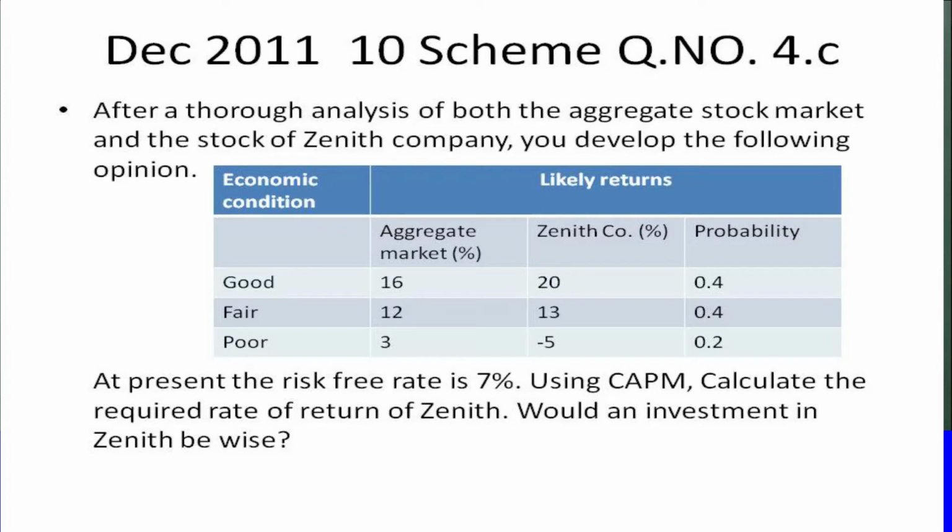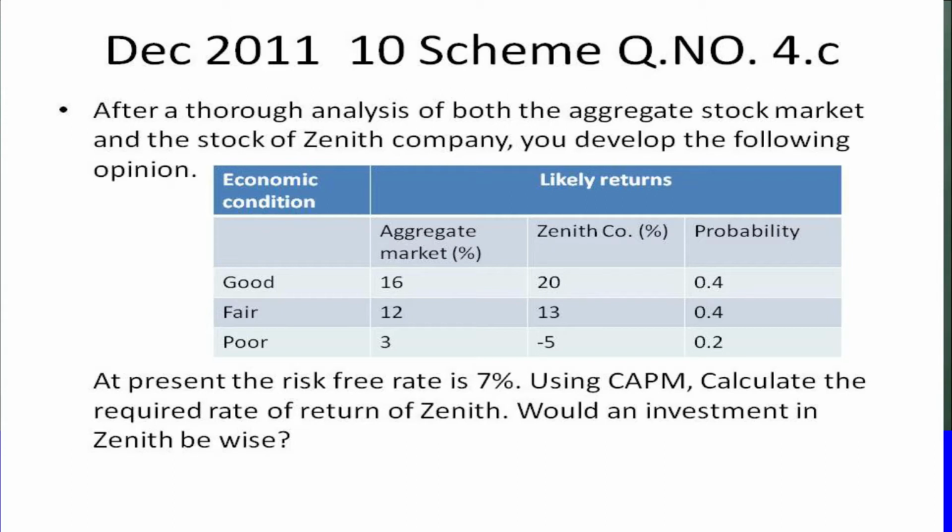Okay. Same question paper. The question number is 4C. So, this question is 4A, 4C. I will just go through that. After a thorough analysis of both the aggregate stock market and the stock of Zenith company, you develop the following opinion.